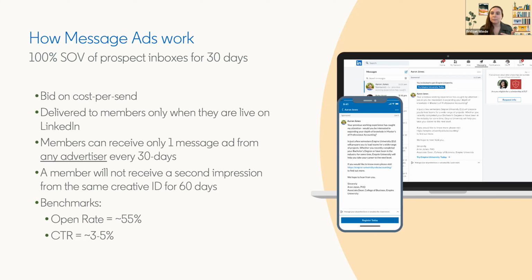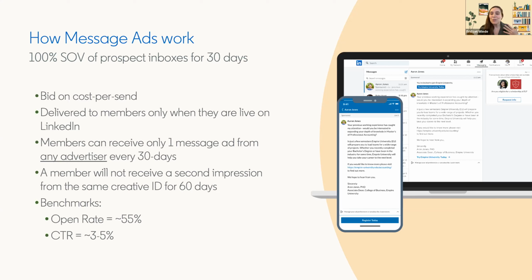Message ads are a cost per send product, which means that when you're bidding on message ads, you're bidding for the amount that you're willing to send that message ad at. And that's really important when you're thinking about your bid and budget strategy. So I really want to make sure you're aware of this. This is different from our text ad or sponsored content products, which are cost per click, which means you're paying when the member clicks on that ad.